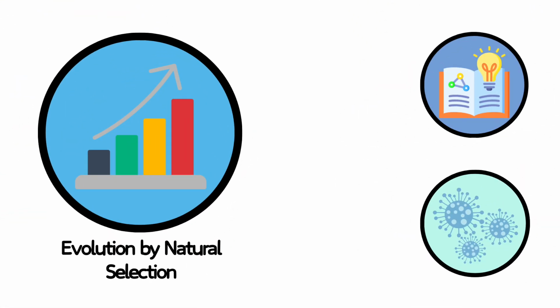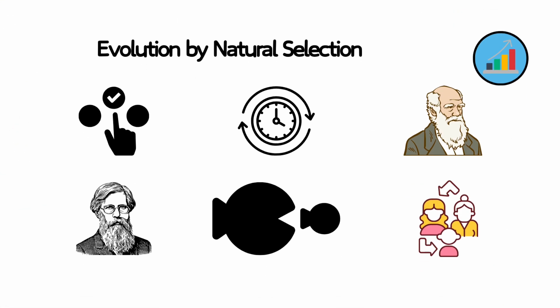1. Evolution by natural selection. Evolution by natural selection is a core concept of biology that explains how species change over time.